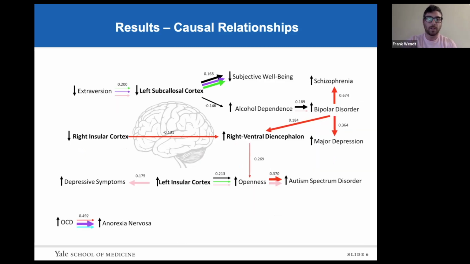So if we look at a map of these relationships, we see that there are 4 volumetric measures of the brain that mediate a lot of these relationships, where the colored arrows indicate the direction of effect determined by LCV, and the genetic correlation between those phenotypes is shown above each of those colored arrows. So for example, we see on the top here a decrease in extroversion by several conditioning experiments is putatively causal for a decreased left subcallosal cortex volume. And that's how we would read the rest of this map as well.